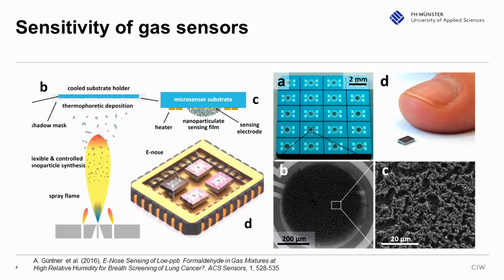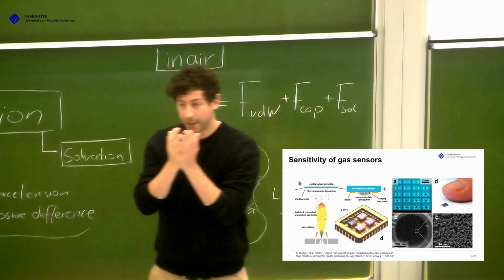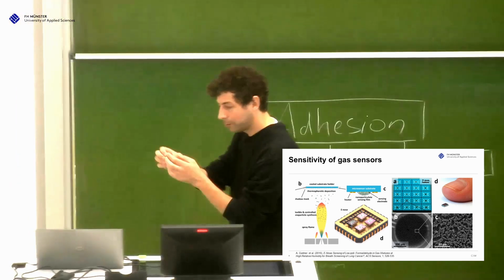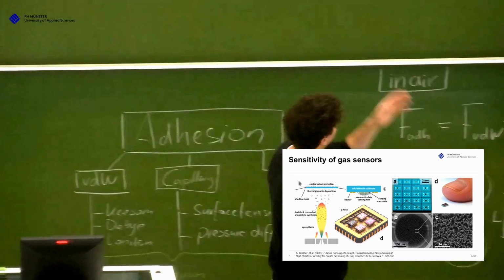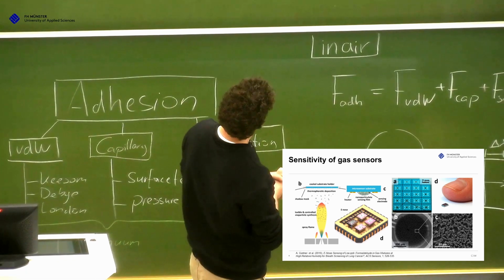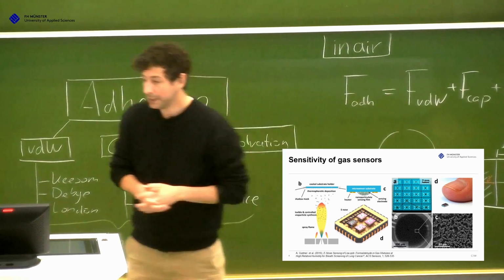One application we already had is gas sensors, and this is from a flame process. A flame process is an extremely cool process. We had it in the first lecture, for carbon black. Basically you have a liquid precursor, and you spray it through a nozzle, you get droplets, and these droplets are burned. When they burn, you crack the molecules and they react. In this case, you can form any kind of oxides.